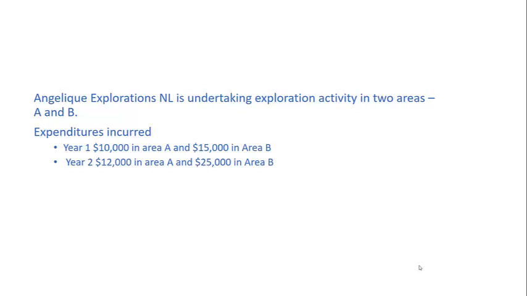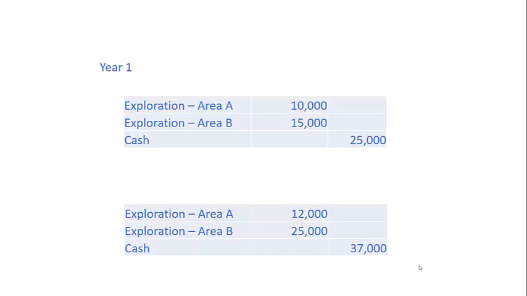So there might be three exploration activities in area A, and in year one these incur total expenditure of $10,000. Likewise, there's going to be a number of exploration activities in area B. These cost $15,000. In year two, there is $12,000 worth of exploration expenditure in area A, and in area B there's $25,000 worth of expenditure.